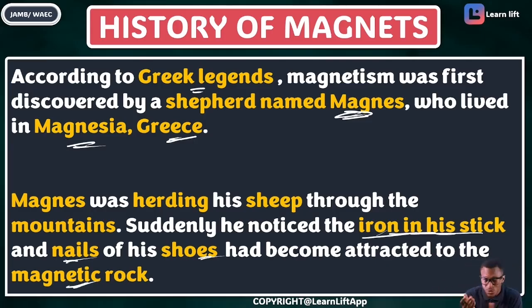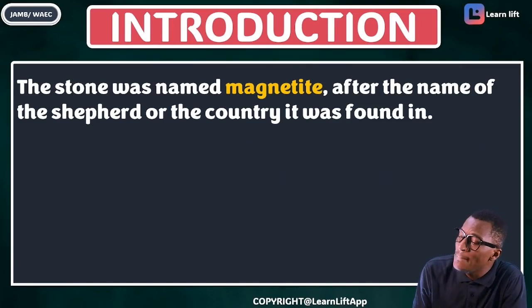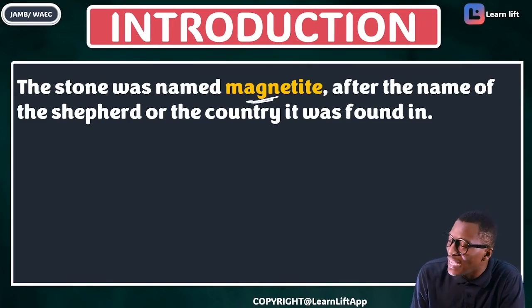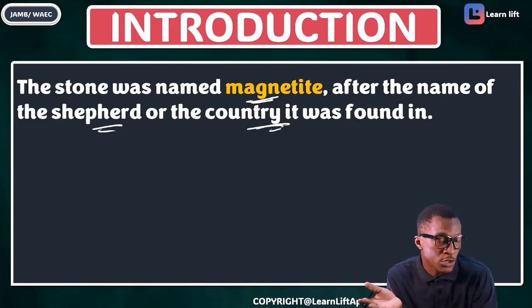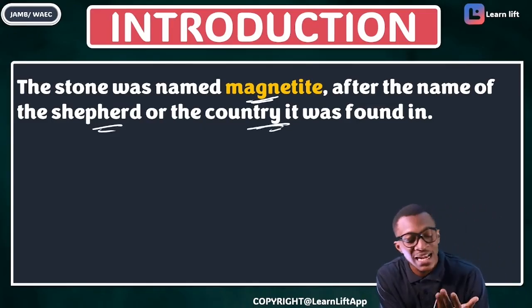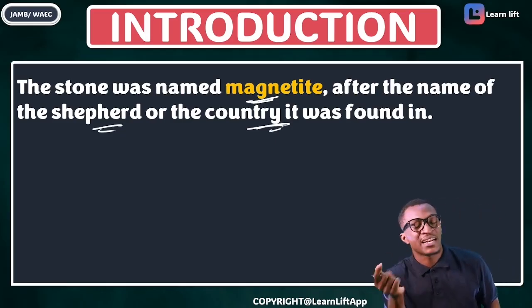I just explained that to you, that the base of his rod and the nails of his shoe were attracted to a magnetic rock. Therefore, the stone was now named magnetite, after the name of the shepherd or the country where it was found. We said that his name was Manganese. He was from a city called Magnesia in Greece, so they now name it what? Magnetite.